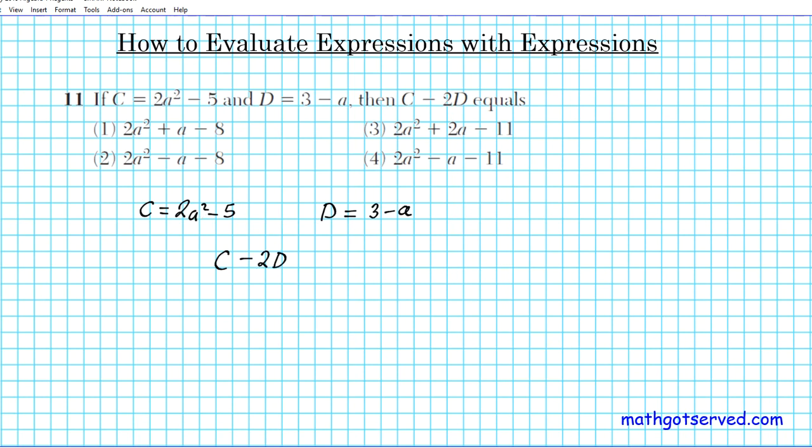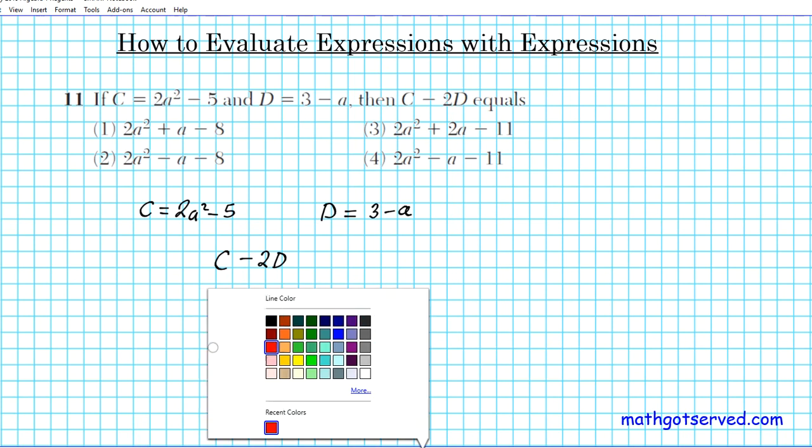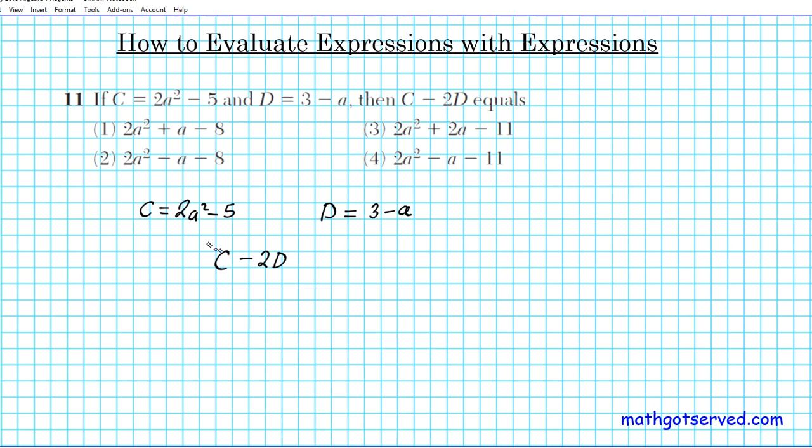Now all we're simply going to do here is take the c value, which is 2a squared minus 5, and substitute it for c in this expression. And then we're going to take the d value, which is 3 minus a, and substitute it for d in this expression right here, and then evaluate.